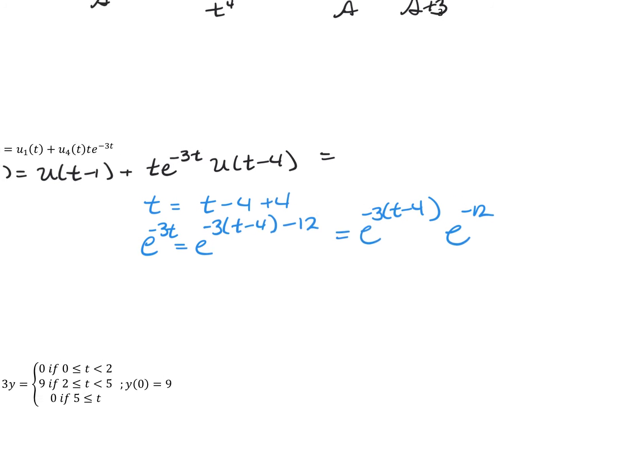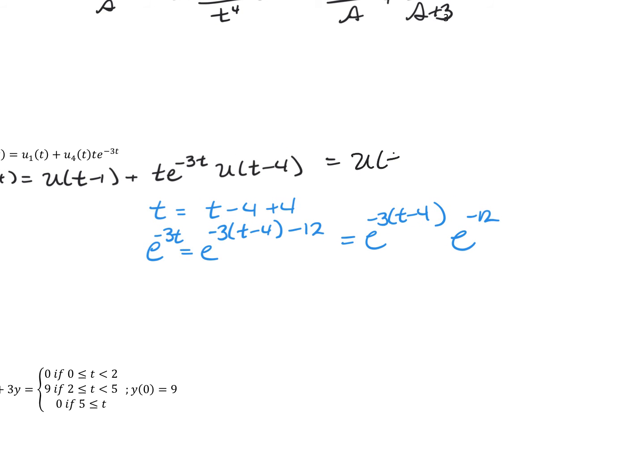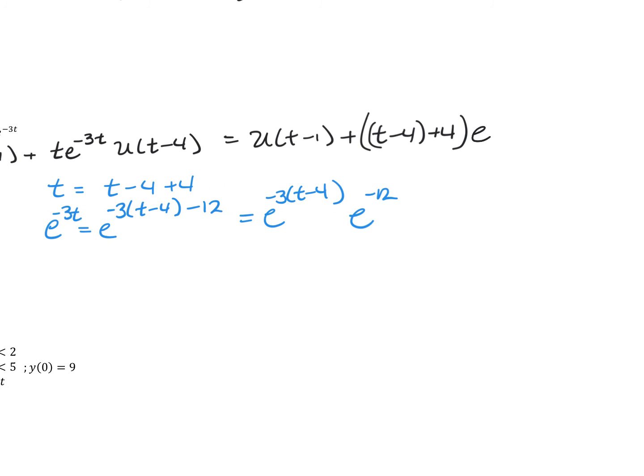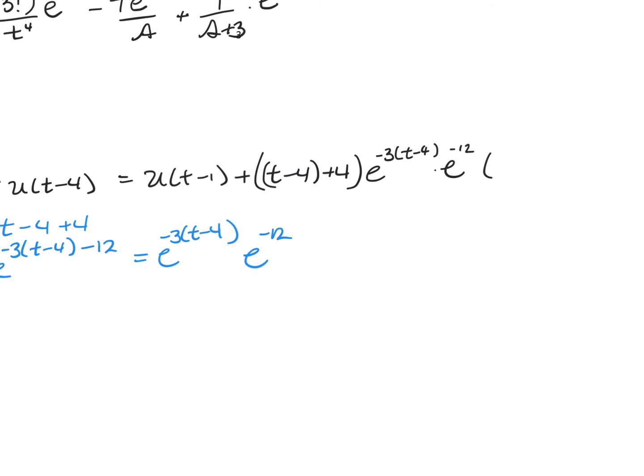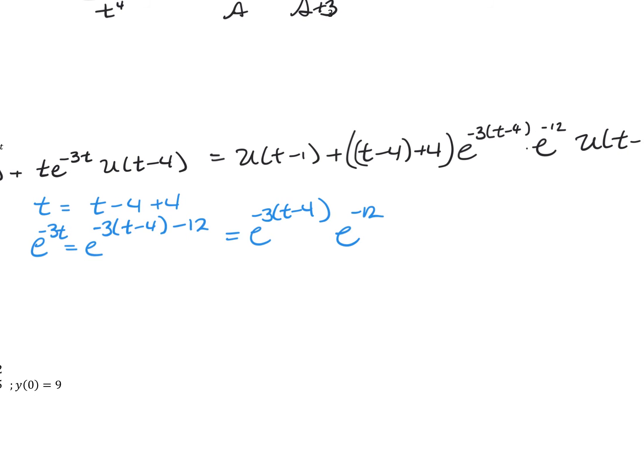So then this is the same thing as u of t minus 1 plus t minus 4 plus 4, e raised to the negative 3 t minus 4, e raised to the negative 12, u of t minus 4. And now I'm just going to rewrite it just a little bit more.